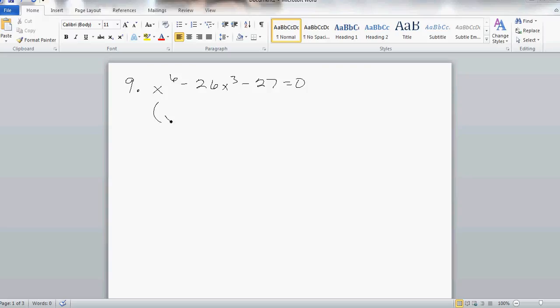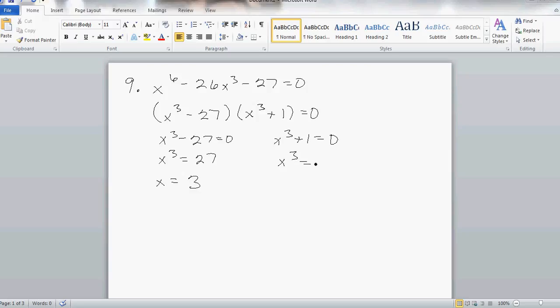So I can factor this as x to the 3rd minus 27 and x to the 3rd plus 1. And then I can treat each one of these as separate problems. So then I get x cubed minus 27 equals 0. So that means x cubed equals 27, or x equals the cube root of 27, which is 3. It's not plus or minus because cube roots don't work quite the same way as square roots. And then likewise, x cubed plus 1 equals 0. x cubed equals negative 1, so x would equal the cube root of negative 1, which equals negative 1.